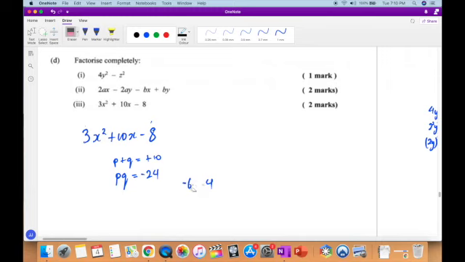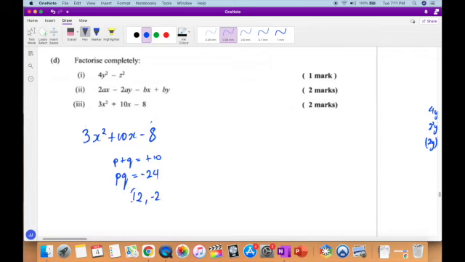Right, so I can't say negative 6 plus 4 is 10. So that means it'll have to be 12 and negative 2, because 12 minus 2 is 10, and 12 multiplied by negative 2 is negative 24. So next step, we see that 12 and negative 2 are the two numbers.